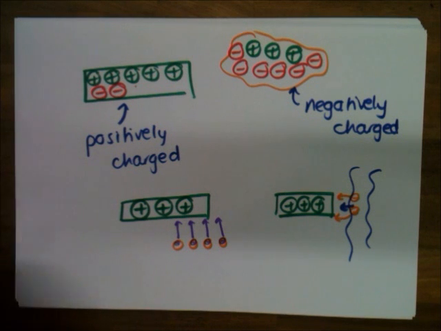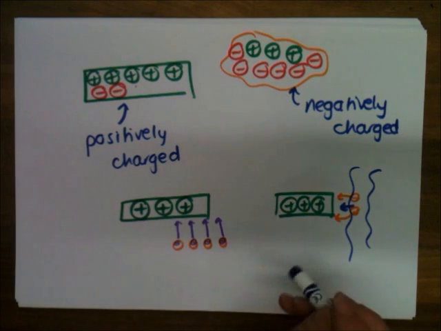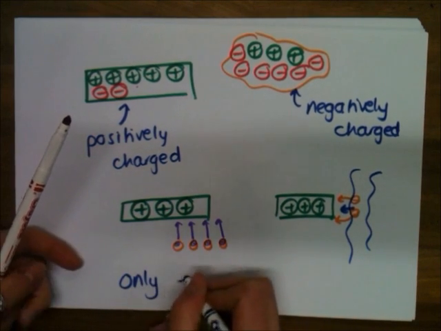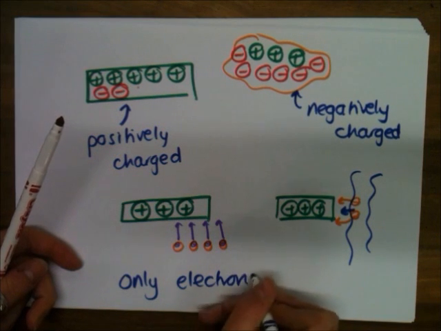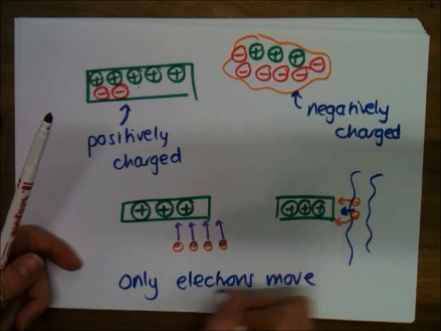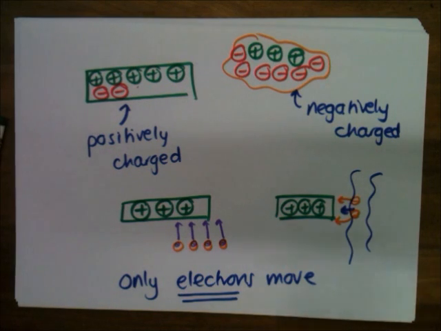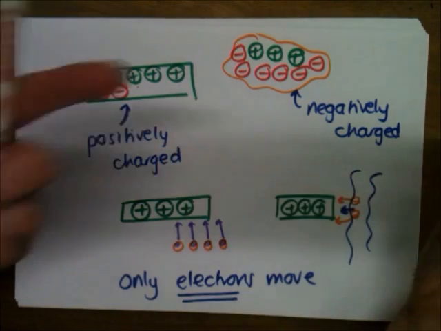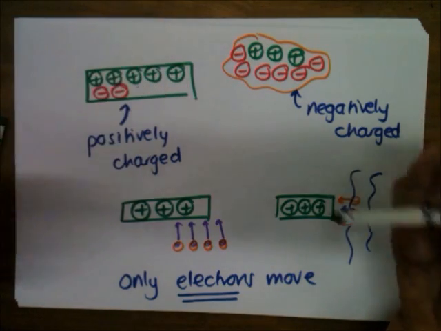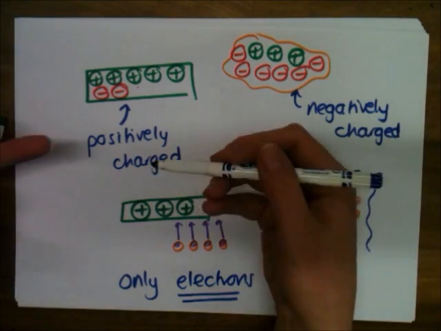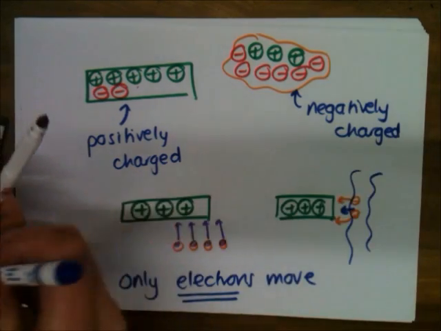So that's the basics of static electricity. It's the build-up of positive charge or negative charge, and that's through the movement of electrons. So only electrons move. That's really important to know. Protons can't. And static electricity is just when electrons are moved, so there's more protons than electrons on one thing, more electrons than protons on the other thing. And that means that we've built up a static charge. These are both statically charged, one positively, one negatively.